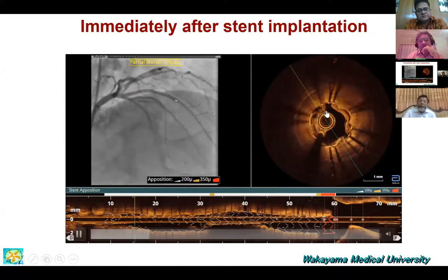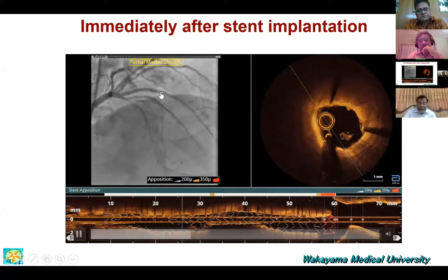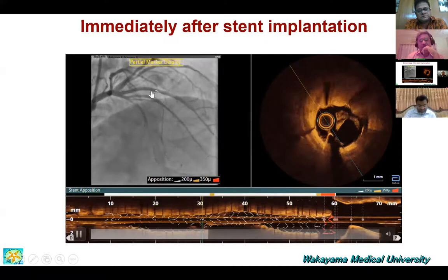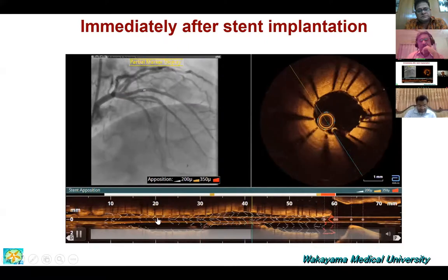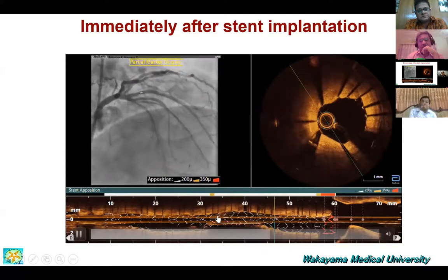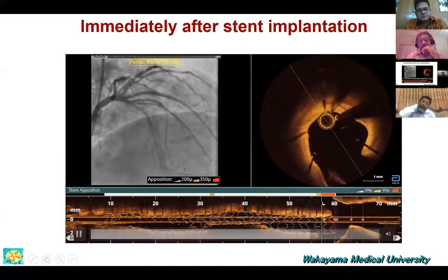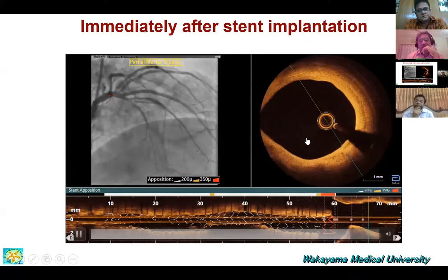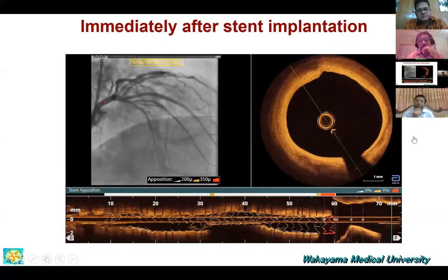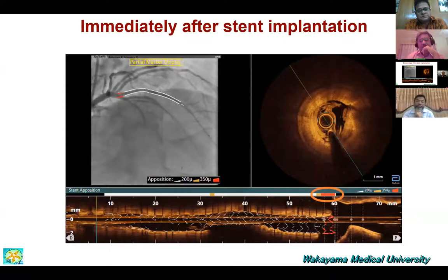Some blood can be identified, but here you can identify the angiocoregistration white dot moving slowly, right? And here is an apposition indicator. Here is a stent in the longitudinal view. You can identify the red color here in the proximal side. What's happened? Here you can identify huge malapposition, incomplete apposition.